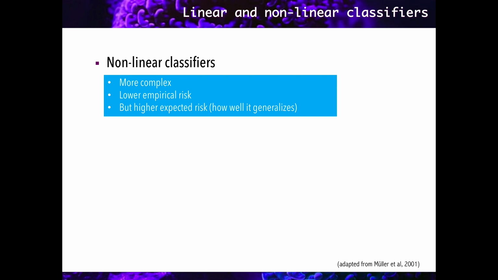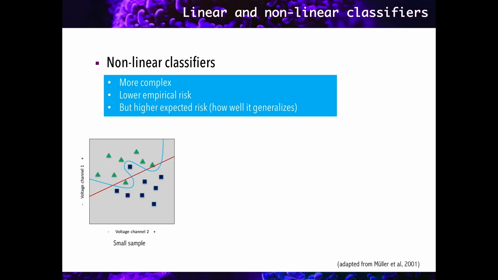First, they will allow you to find more complex models in your data. Second, they will have a lower empirical risk. That means that they can create a better model for your data. For instance, if you take a look at this figure, you can expect a nonlinear classifier will fit your data much better. And third, they will have a higher expected risk, meaning that they will probably generalize worse to other datasets, probably because they are overfitting your data.